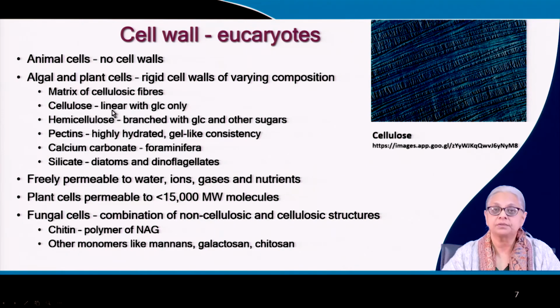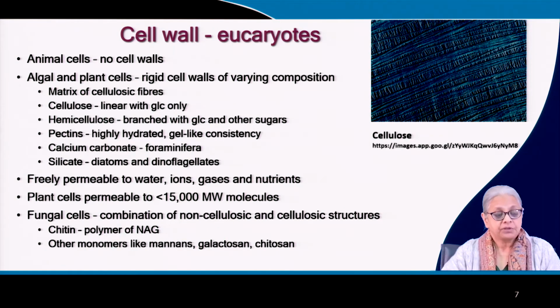This cellulose, we know, is a linear strand of glucose only, with beta-1,4 glycosidic bonds. Then we have hemicellulose, which is branched. It has glucose and other sugars and perhaps other bonds. You also have pectins, which are highly hydrated and have a gel-like consistency. You can have calcium carbonate in a particular organism called foraminifera, and you have diatoms and dinoflagellates. These are all types of algae, and their shells are made out of silicate.